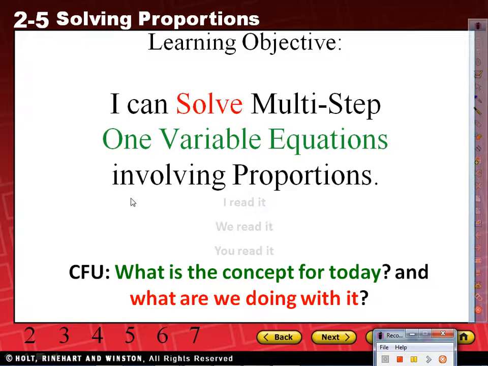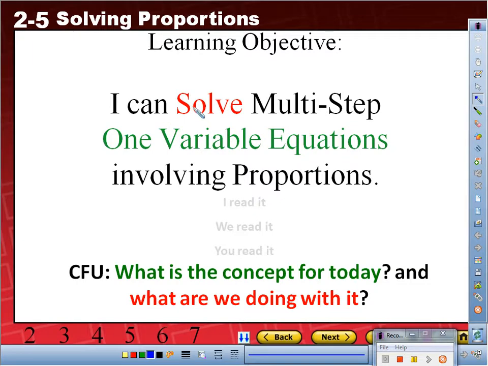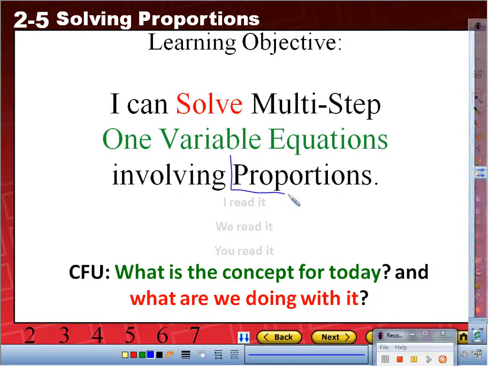So yes, we're still on one variable equations, right? But make sure you circle or underline with red your objective at the bottom of the page, and circle or underline with green for one variable equations. But with blue, I want you to box where it says proportions.